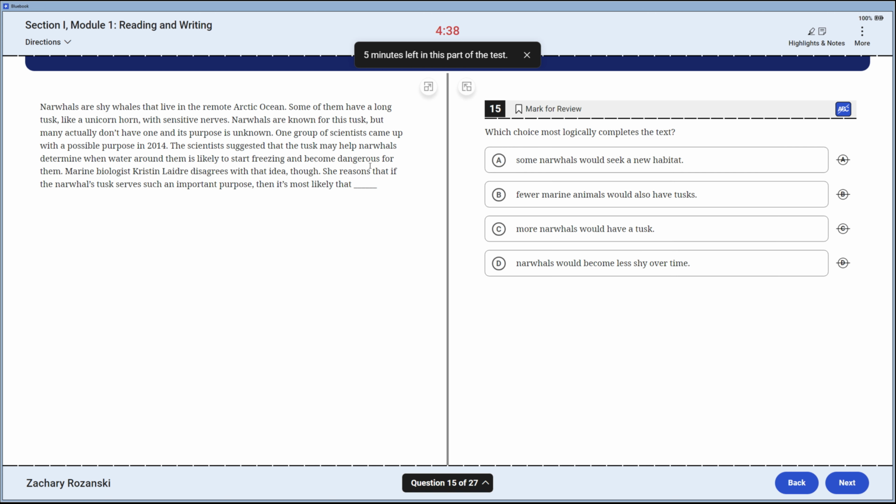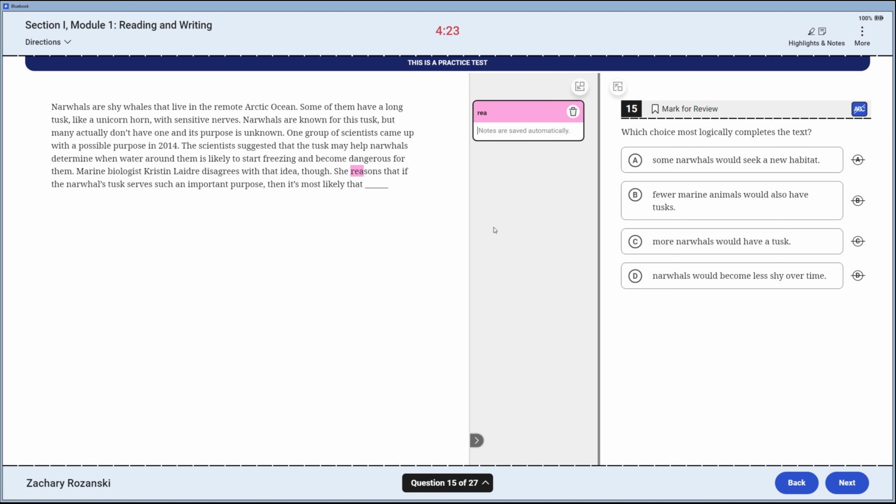Fine. Then we've got our final question. Let's grab this final sentence to see what we're logically completing it with. What are we logically completing it with? A little bit. It's being so rude. Doesn't want me to win. So she said, if tusks mattered so much, then, I know I'm not doing much of a nice job, but you can go back a sentence. If tusks mattered so much, I'm going to start trying to engage. If tusks mattered so much, then some narwhals would seek a new habitat.